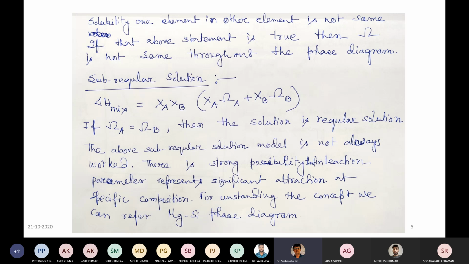The sub-regular solution model does not always work. Even this model is not going to capture all real solution behavior. Why? In the magnesium silicon phase diagram, there is a strong possibility that the interaction parameter represents significant attraction at a specific composition, not a range of compositions or throughout the phase diagram. At that particular composition, this may lead to an intermetallic compound, a line compound in the phase diagram. If you want to understand this, you can refer to the magnesium silicon phase diagram. In the next slide we are also going to discuss that.